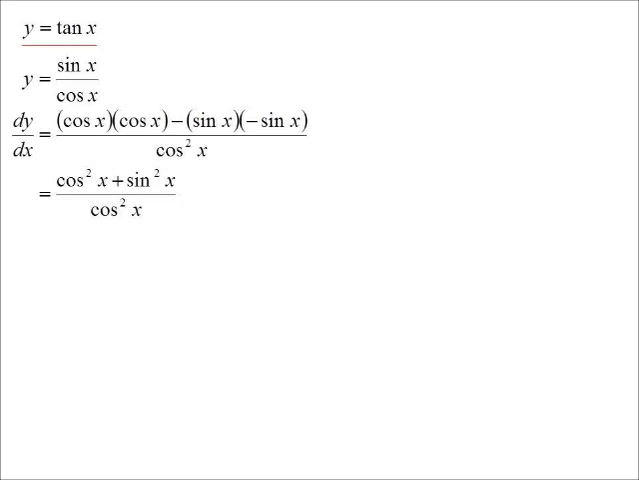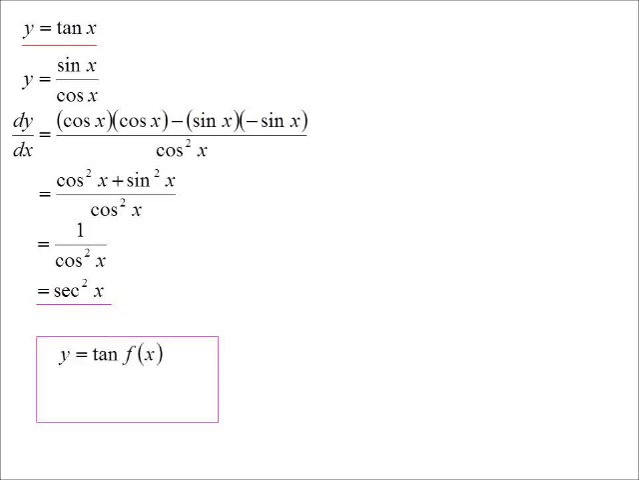We get that lovely relationship of cos squared plus sine squared, which we know is equal to 1, so it's the reciprocal of cos squared, which is sec squared. So differentiate tan, we get sec squared. To generalise that one, so we've got tan of some function, the derivative of that function out the front, tan goes to sec squared, the angle does not change.